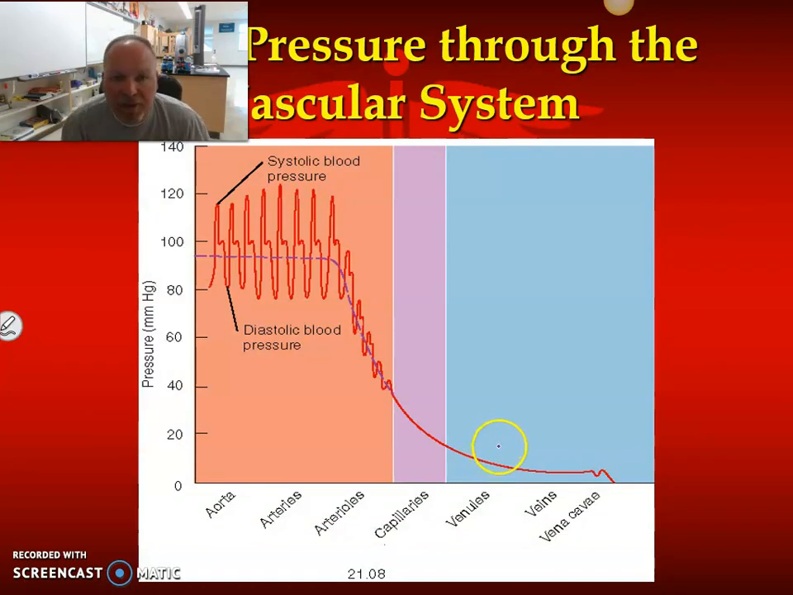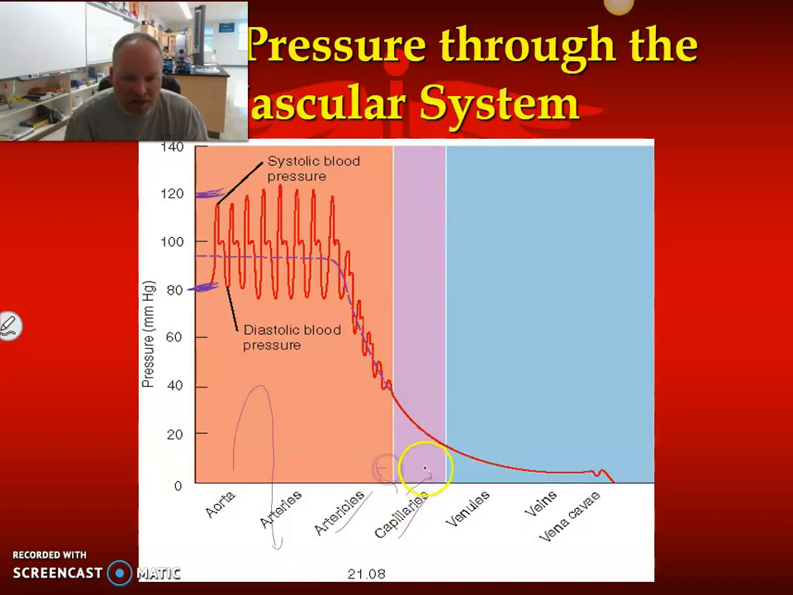This graph blows people's minds. This is your aorta. The heart just pumps, and you notice we're starting at roughly 120 and going to 80. But notice what happens as I get further away from the heart. I'm going through the aorta, the descending aorta, all the way down to the toes. I finally get to smaller arteries called arterioles, then capillaries. Capillaries is where gas exchange takes place.